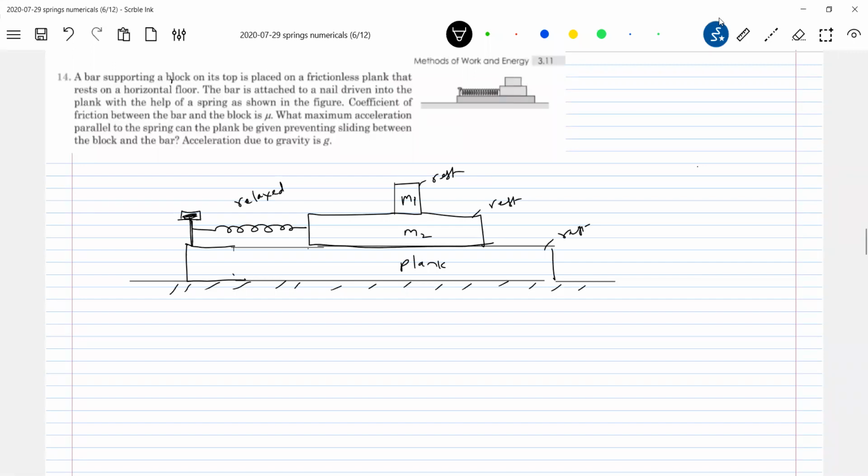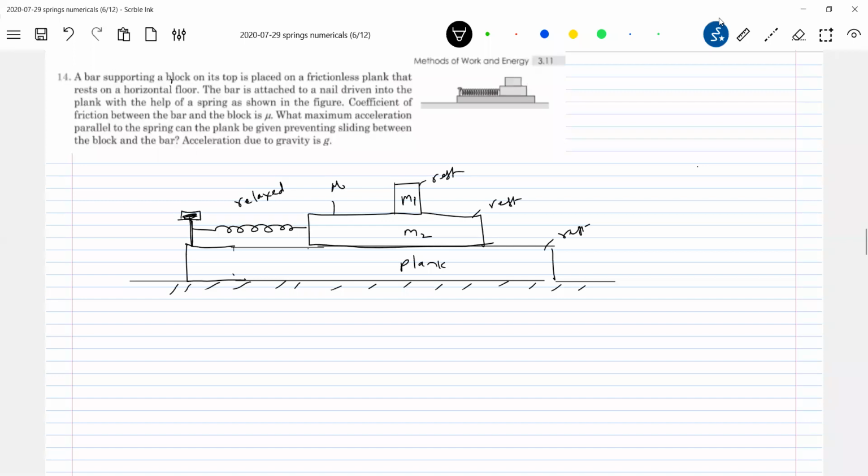Now I'll accelerate the plank. What maximum acceleration parallel to the spring can the plank be given, preventing sliding between the block and the bar? So directly, when the slipping between the blocks will occur, and this is rough is telling. This is rough. There's friction between the blocks. Coefficient of friction between the block and the bar is mu, and there's no friction between the bar and the plank. Between M2 and plank, there's no friction.